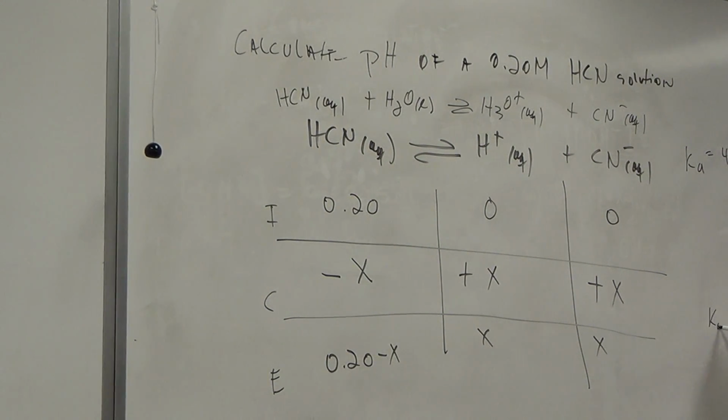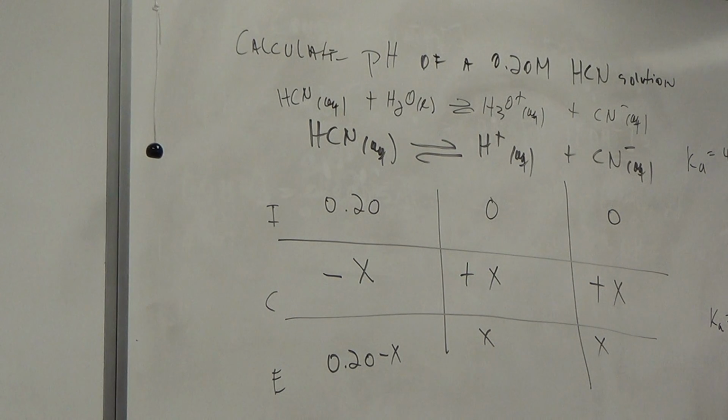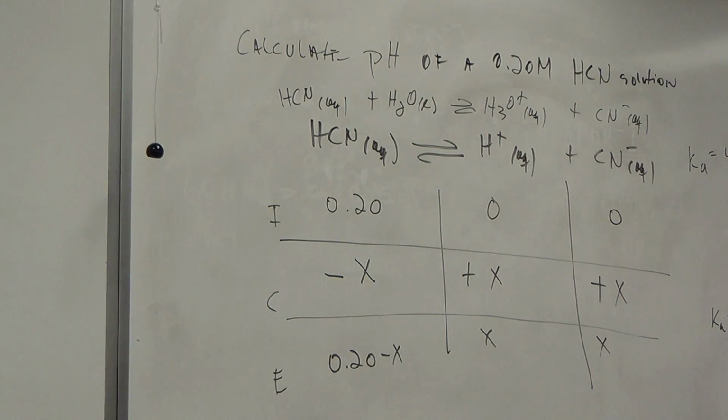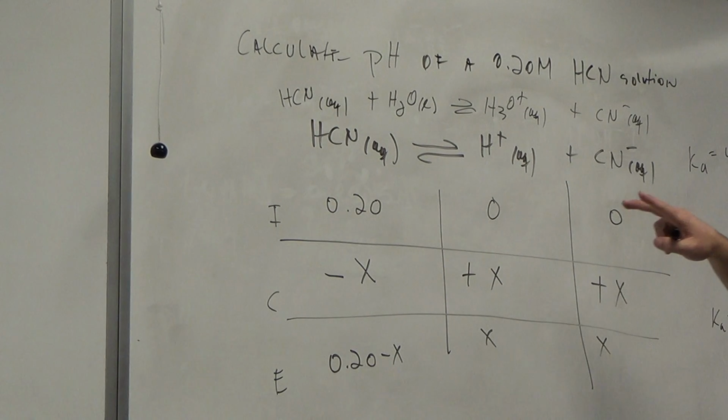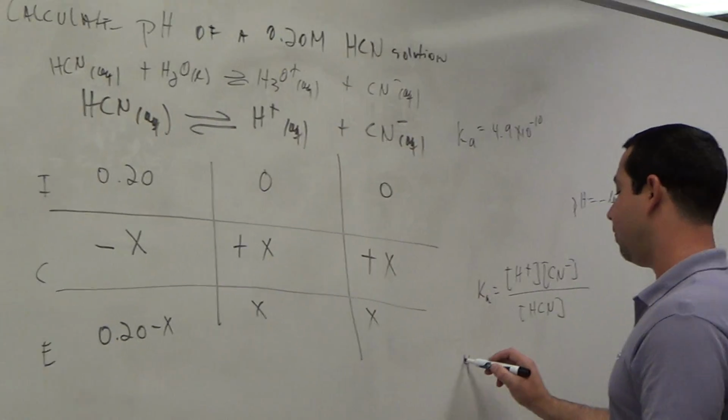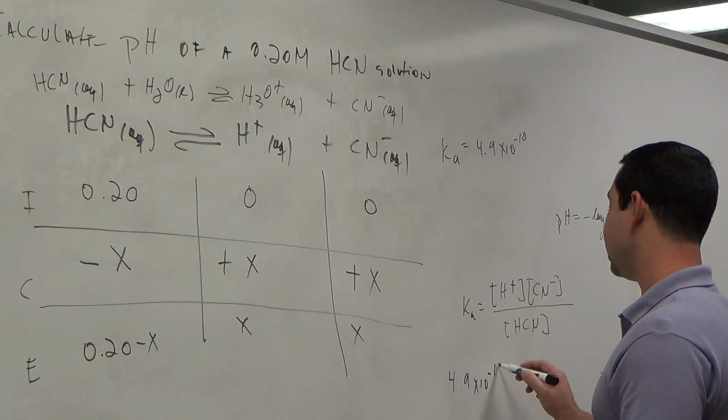So Ka is equal to the concentration of H plus times the concentration of CN minus divided by the concentration of HCN. You agree? I have the Ka, or an equilibrium constant, and I have initial. Initial and equilibrium, you can find what from there? Equilibrium concentration, yes? So I am just going to plug those numbers in. 4.9 times 10 to the minus 10.